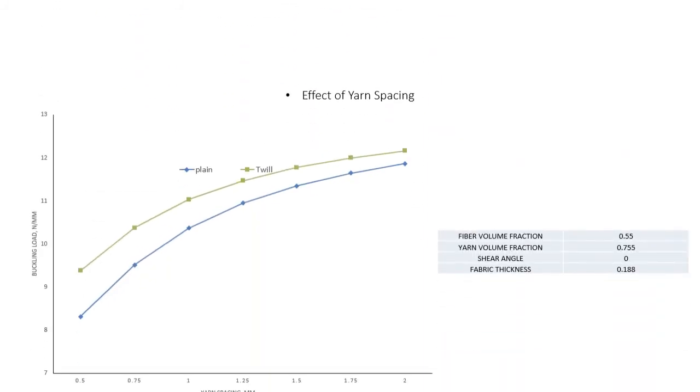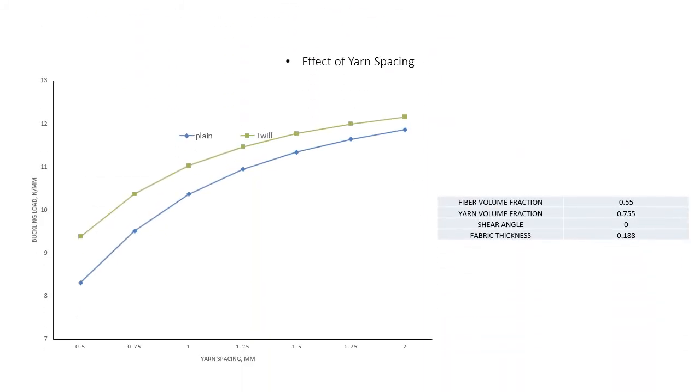Next, the results for yarn spacing. This is quite interesting because before the analysis we thought increasing the yarn spacing would decrease the buckling load, but actually increasing the yarn spacing is significantly improving the buckling stability of the plates. For both twill and plain cases, we can see the significance of increasing the yarn spacing.